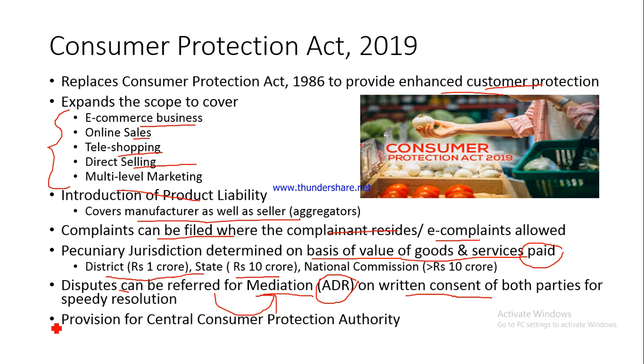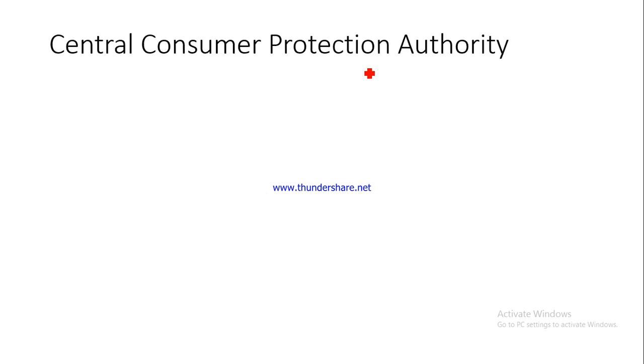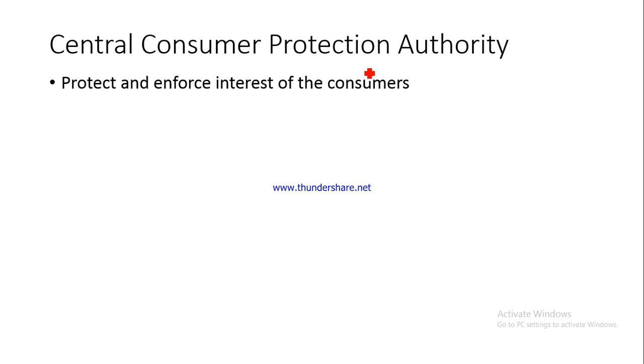The last thing which we need to discuss is the provision for Central Consumer Protection Authority. Now there is a provision for Central Consumer Protection Authority also in Consumer Protection Act 2019, and this was one more provision which was not there in the 1986 Act. Now let's have a very brief look at the Central Consumer Protection Authority. It protects and enforces the interest of the consumers. Again, you understand this point.